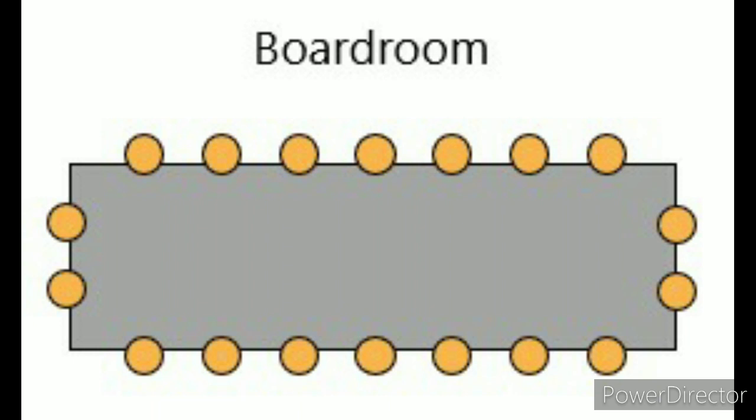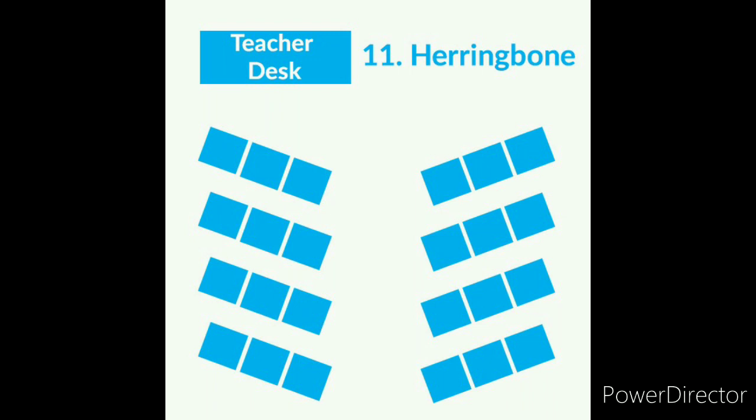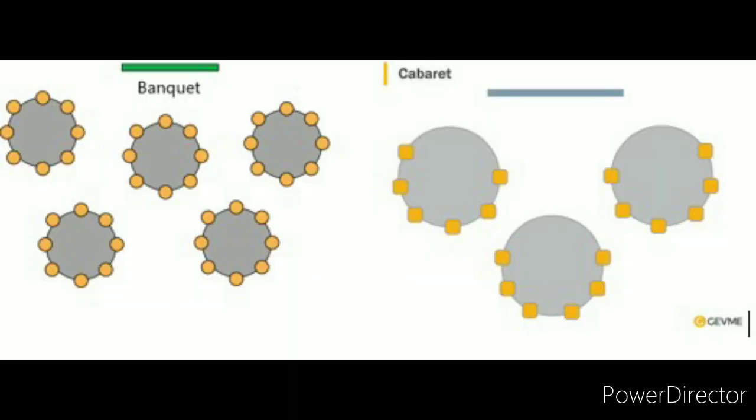Boardroom. It is useful when students need to discuss issues as a group and can be a particularly good design for brainstorming, training, and team building. Herringbone. This style allows students to take notes facing the blackboard. Banquet or cabaret encourage total interaction between small groups of students who sit at the table. It is used for interactive workshops and team exercises.